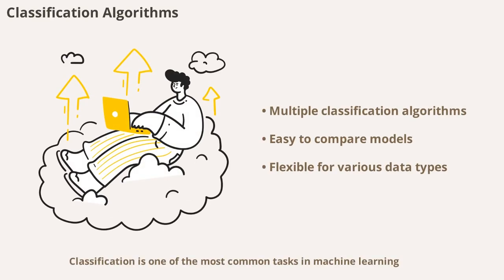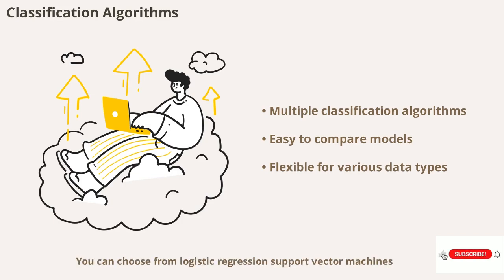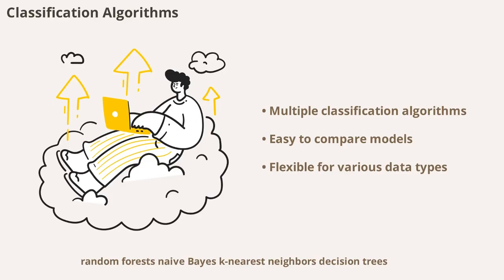Classification is one of the most common tasks in machine learning, and Scikit-learn offers a variety of algorithms to tackle it. You can choose from logistic regression, support vector machines, random forests, naive Bayes, k-nearest neighbors, decision trees, and gradient boosting. Each has its strengths and is suited to different types of data and problems. With Scikit-learn, you can easily try multiple classifiers and select the one that performs best for your use case.